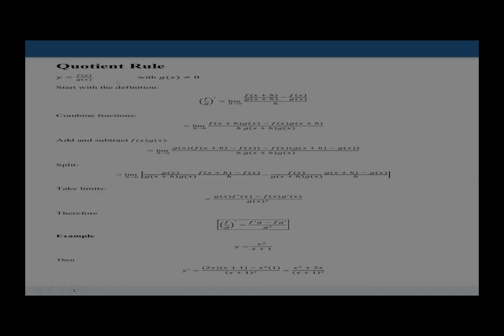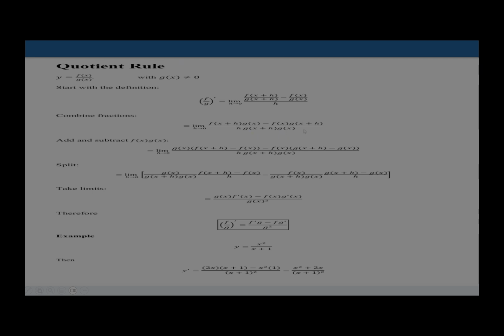Right, now the second one, the quotient rule. Y equals f(x) divided by g(x), with g(x) not equal to 0. If g(x) is 0, it becomes undefined. So we start with the definition again to prove it. Let the definition be f(x+h) over g(x+h) minus f(x) over g(x), all over h. From here, we combine the fractions and give them a common denominator.